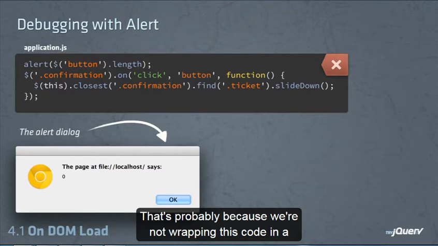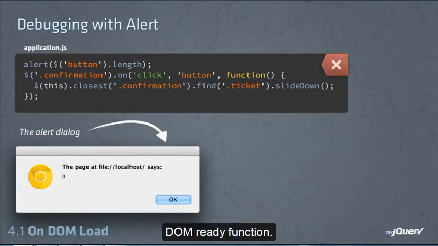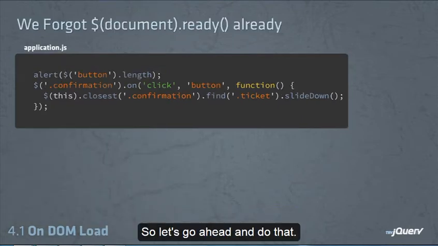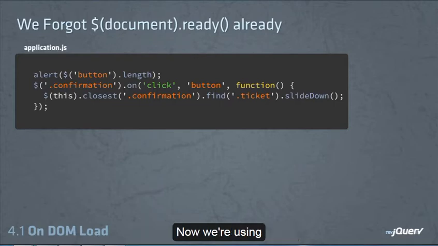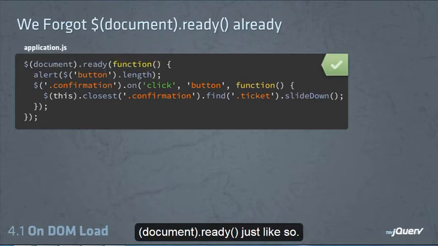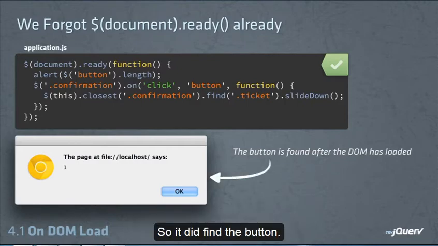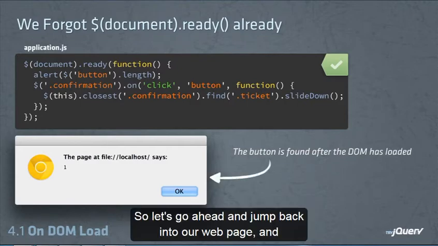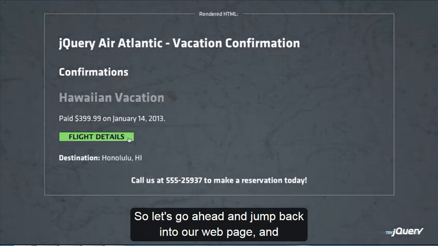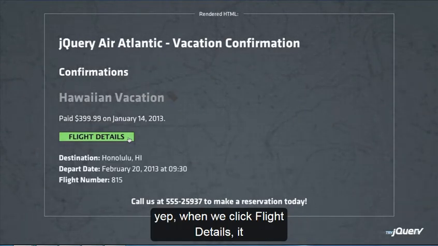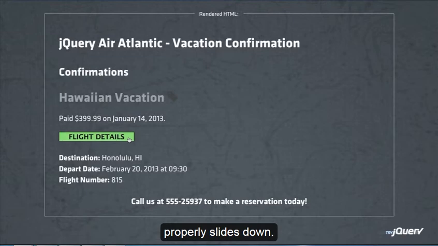That's probably because we're not wrapping this code in a DOM ready function. So let's go ahead and do that. Now we're using document ready, just like so. And now when we load our page, our alert pops up 1. So it did find the button. So let's go ahead and jump back into our web page. And yep, when we click Flight Details, it properly slides down.